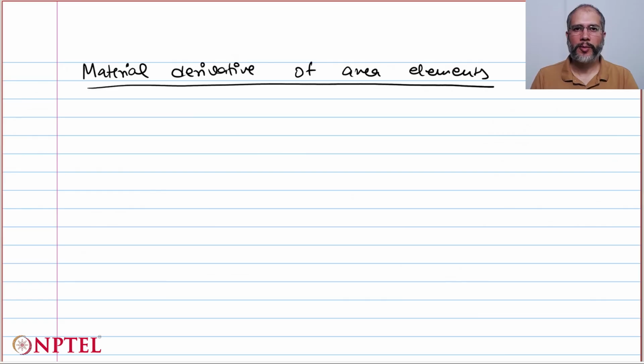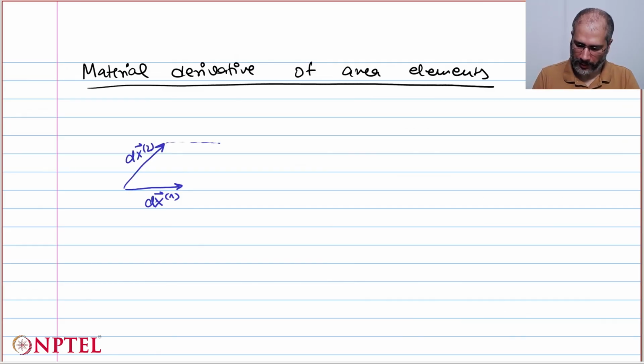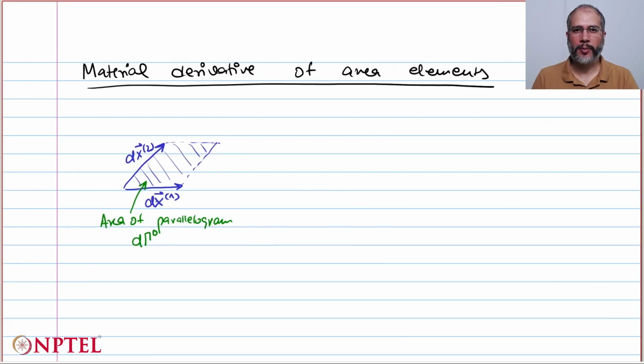Now we move on to the material derivative of area elements, and this is something new. So let us say we have vectors capital dX1 and capital dX2, and they form a parallelogram in the undeformed configuration, and the area of this parallelogram in the undeformed configuration will be given as d gamma with a naught on top to denote it is the undeformed configuration.